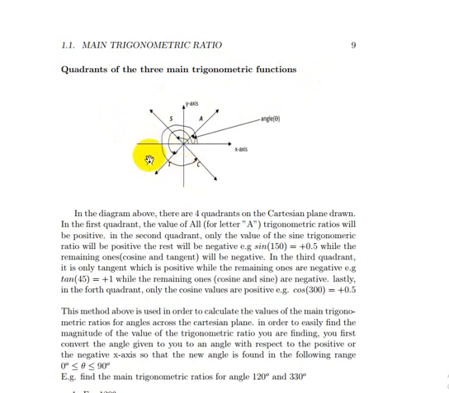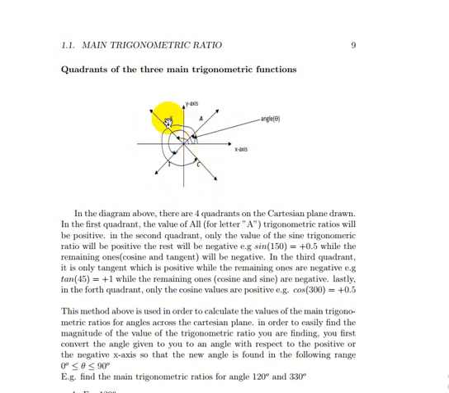The third quadrant is located between 180 degrees and 270 degrees. So it's only the tangent of an angle between 180 degrees and 270 degrees which is going to be positive. The sine and cosine of this angle are going to be negative. And lastly, the fourth quadrant is between 270 degrees and 360 degrees. It is only the cosine of the angle in this range which is going to be positive, and the rest are going to be negative.